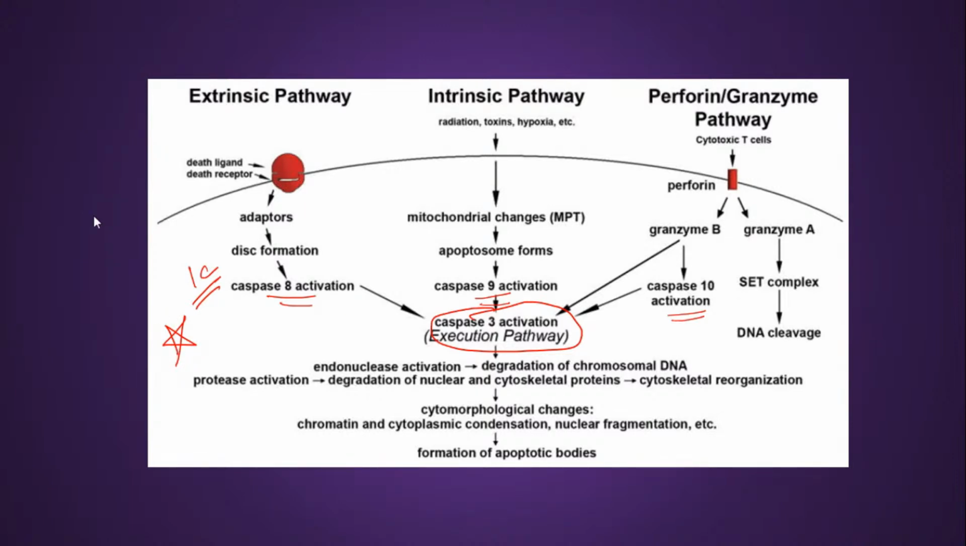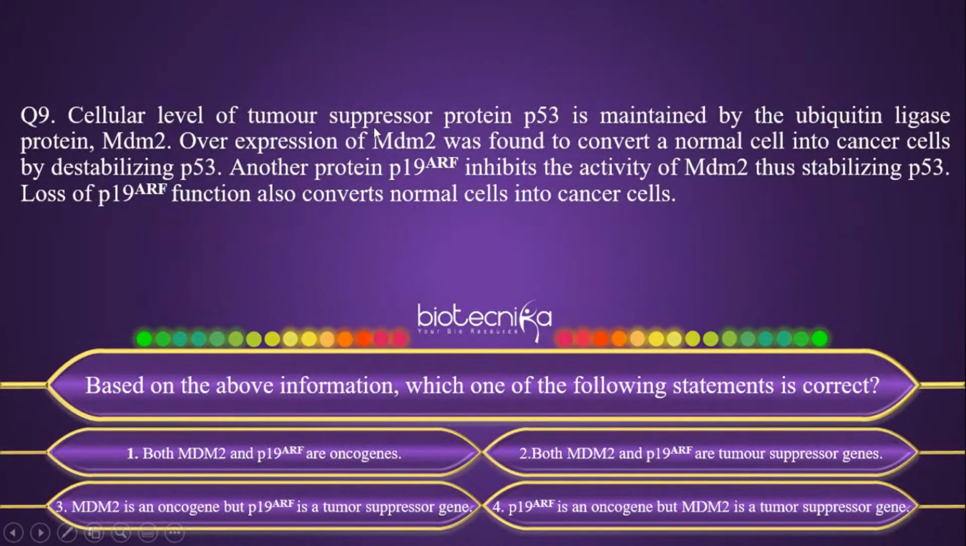Okay, so moving on to the next question. Cellular levels of tumor suppressor protein P53 are maintained by ubiquitin ligase protein MDM2. Overexpression of MDM2 was found to convert a normal cell into a cancer cell, thereby destabilizing P53. Another protein inhibits the activity of MDM2, thus stabilizing P53. Loss of P19ARF converts normal cells into cancer cells. Now you have to find out the correct combination of treatment.